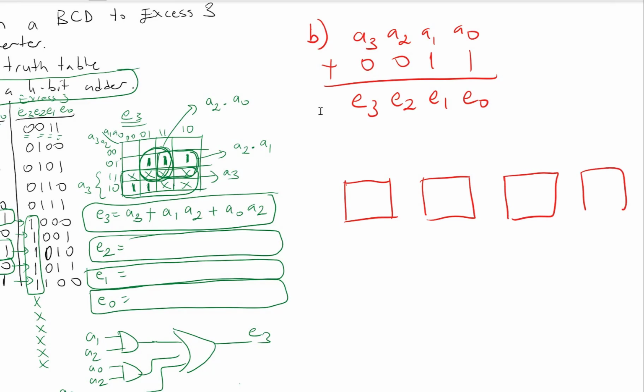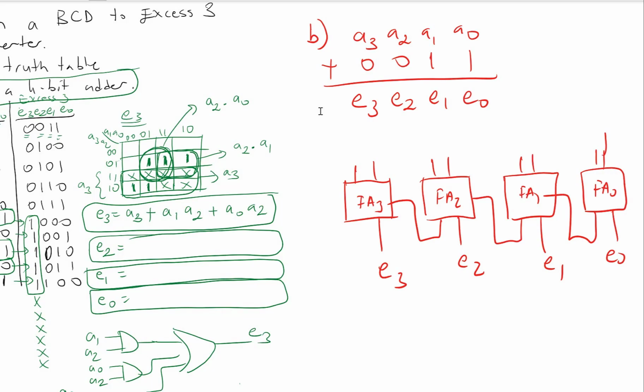So this is my full adder. So this is my E0, this is my E1, this is my E2, and this is my E3. So I have A0 here, A1 here, A2 here, A3 here, and I have a 1 here, 1 here, 0 here, 0 here. And this is the implementation of BCD to XS3 converters using the full adder, right?